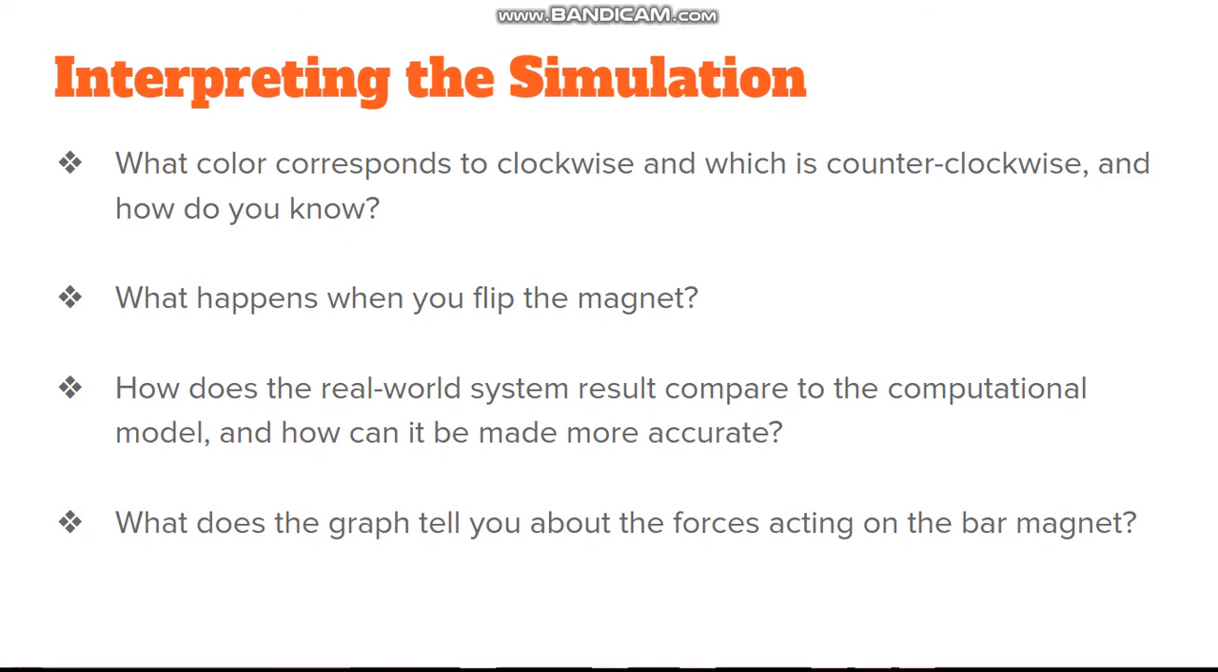How does the real-world system compare to the computational model, and how can it be made more accurate? The computational model was a bit faster than the real-world system, and I think the main way that the computational model could be made more accurate is by adding in air resistance. What does the graph tell you about the forces acting on the bar magnet? At a certain point, the graph flattens, which means that the F net at that point is 0 because the magnetic force and the force of gravity have equaled out in that field.